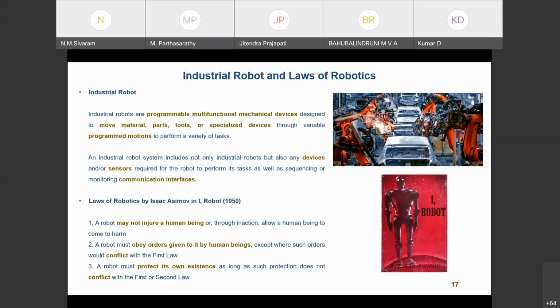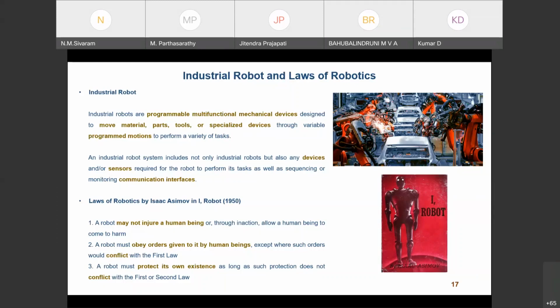So the first law reads as: a robot may not injure a human being or, through inaction, allow a human being to come to harm, which means that a robot should never cause harm to a human being. That is the simplest way the scientist has explained. The father of robotics has explained that a robot should be a very safe device or safe equipment.